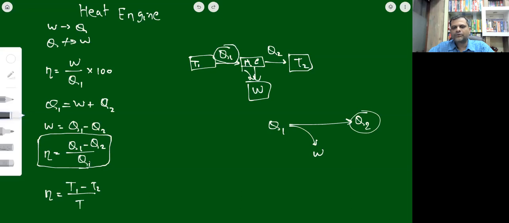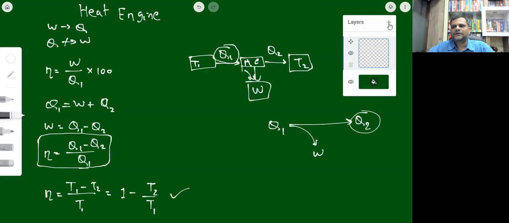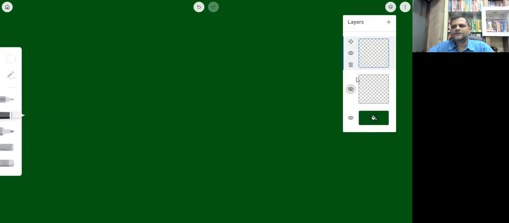Denominator में T1 Q1 है ना, तो Q1 should be replaced by T1 here, and hence we can get this as 1 minus T2 upon T1. This is actually going to be the formula for efficiency of a heat engine. Remember, just as we have talked about this heat engine here, we can also talk about the refrigerator.